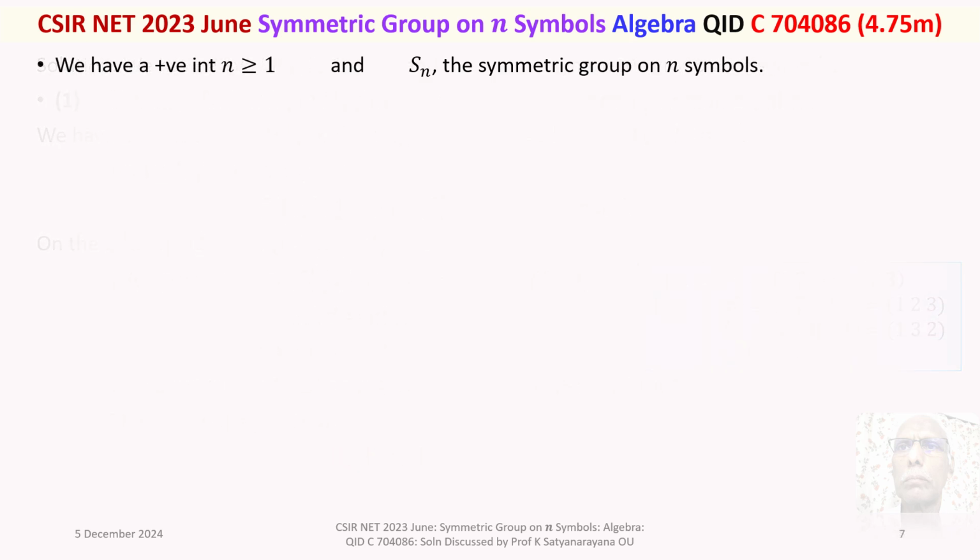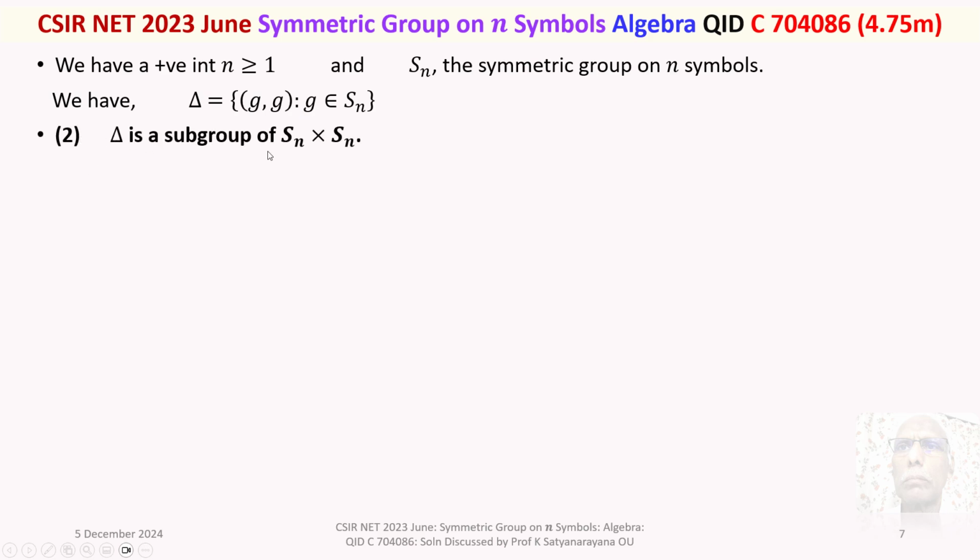We move to the next slide for option 2. So we have delta is the set of all ordered pairs (g, g), g belongs to Sn. Option 2: delta is a subgroup of Sn cross Sn. Now take the definition of delta. It's very clear: the set of all ordered pairs (g, g), g belongs to Sn. Definitely.